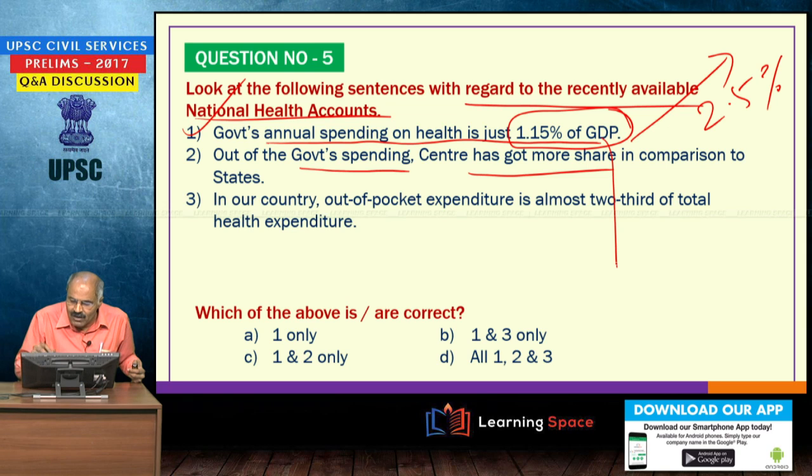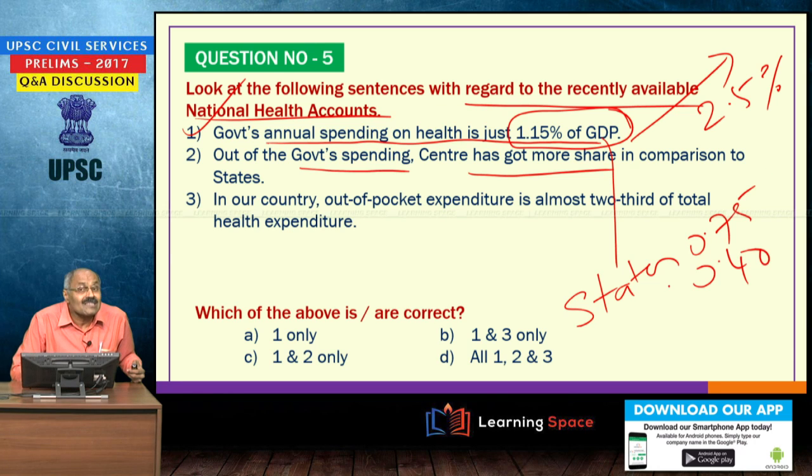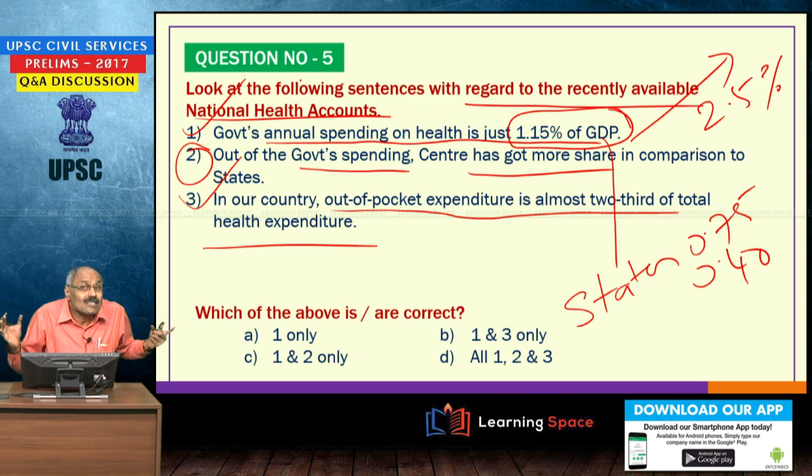Out of this 1.15%, states 0.75%, center 0.40%, please do not forget. So, this is wrong. In our country, out of pocket expenditure is almost 2/3 of total health expenditure, absolutely correct. It is somewhere around 65-66%. So, here 1 and 3 are correct, the second one is wrong, please correct.